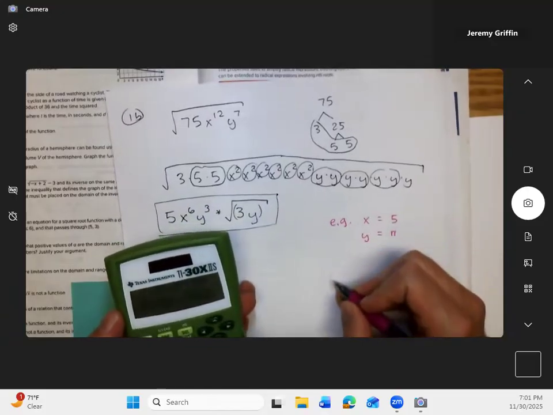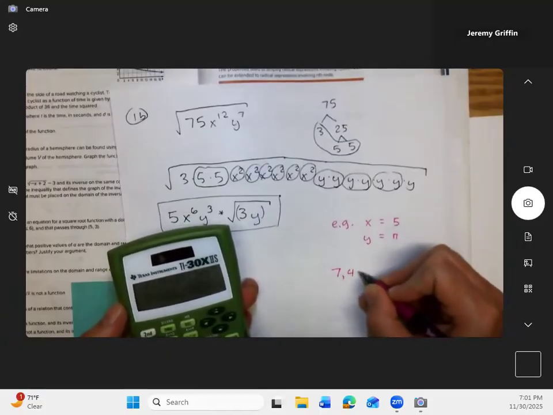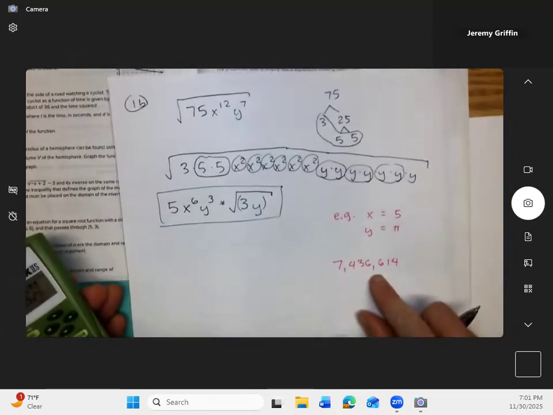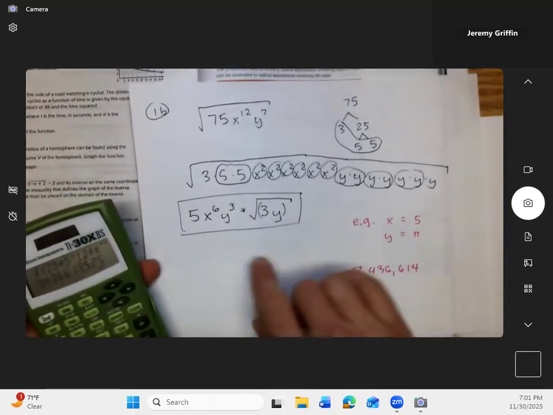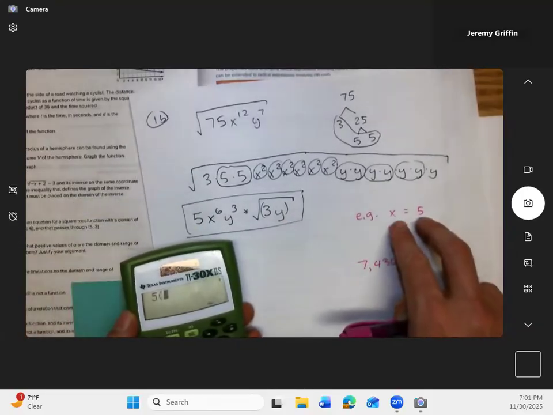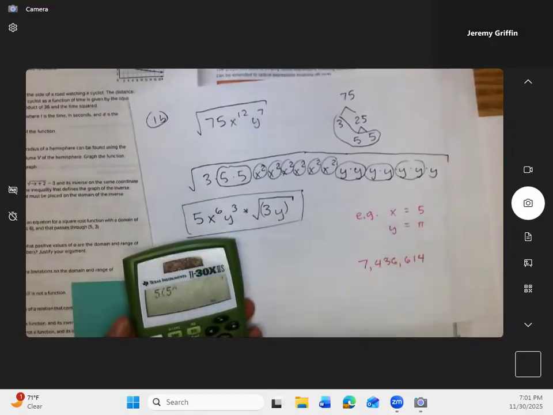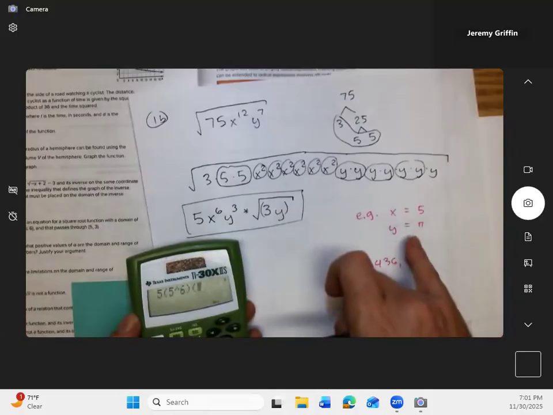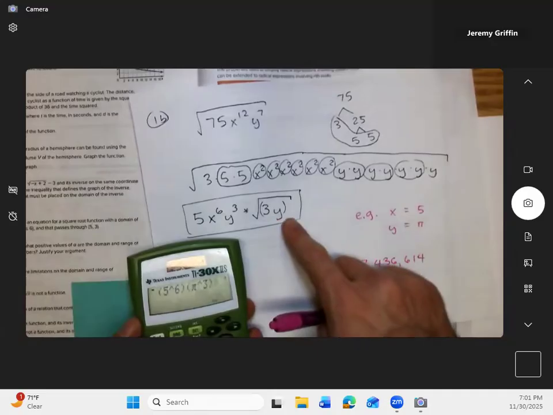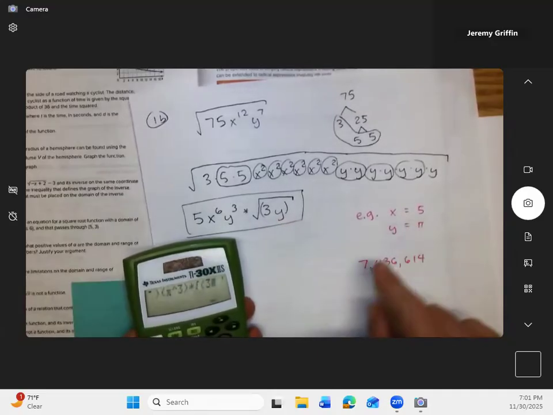So this comes out to 7,436,614 around. Okay, so it's 7.4 million something. All right, how about this expression right here? So 5 times, and well, x I decided was 5, so 5 to the power of 6 in this case. And then y to the 3. Well, y is pi, so that's pi to the power of 3 now. That's all multiplied, and then times the square root of 3y, so that'd be 3 pi in this case.